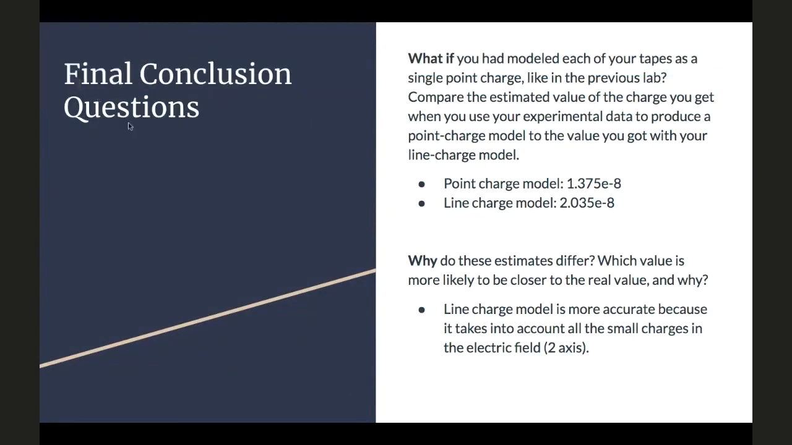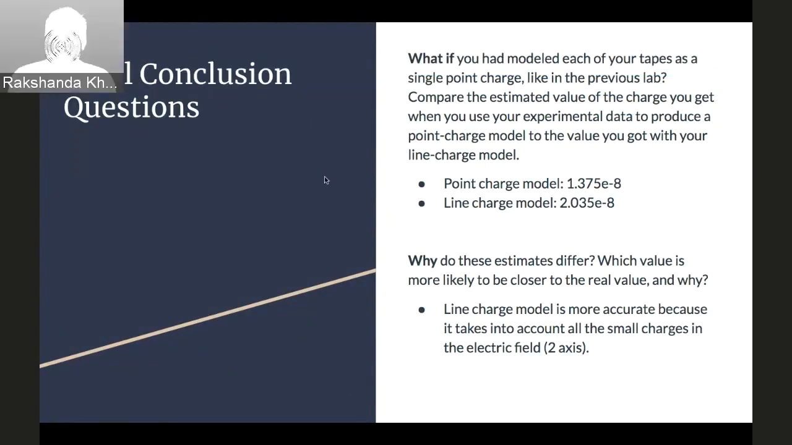So, answering some final questions as our conclusion. We did get different results for Lab 1 and Lab 2. In Lab 1 we assumed it was a point charge, and we got this result. I forgot to add coulombs here, but it's coulombs. And then in our second lab we assumed it was a line charge, and so we got this result. The reason that they differ is, like we explained, in one lab we assumed it was a point charge, and in the other lab we assumed it was a line charge.